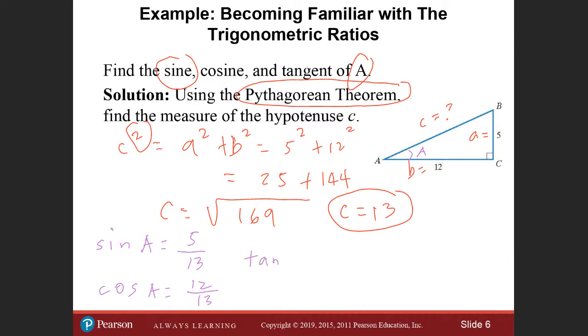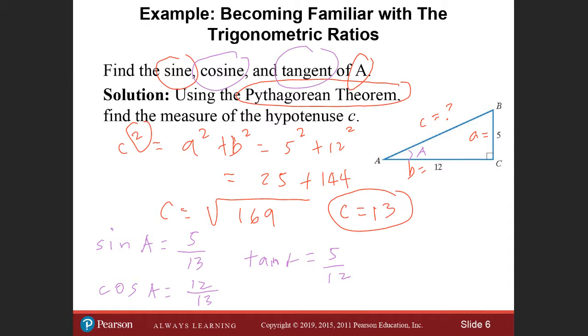Tangent A would be the opposite over the adjacent side, so that would be 5 over 12. If you can reduce your answer, you have to simplify your fraction. So those are the questions asked.